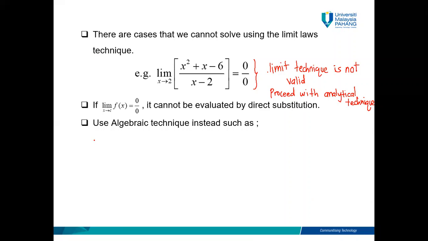So macam mana nak pilih? So kalau dia melibatkan square root, kita pakai multiplications of conjugate. Kalau dia melibatkan quadratic macam ni lah, you can factorize, so kita pakai factorization method. So kita boleh factorize macam tadi. So boleh factorize kan, x plus 3 x minus 2 over x minus 2.